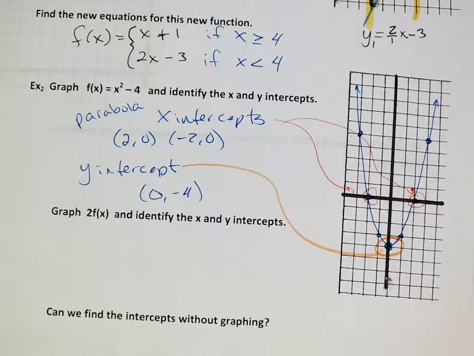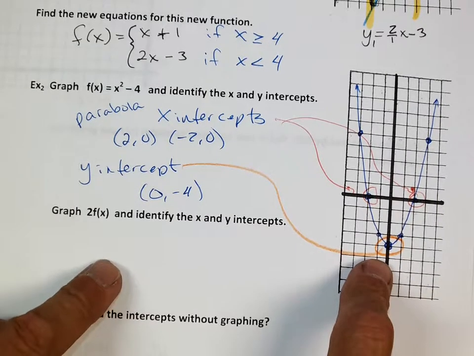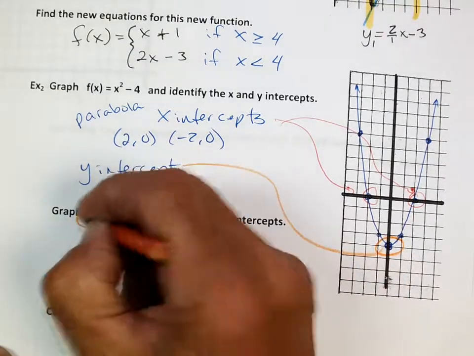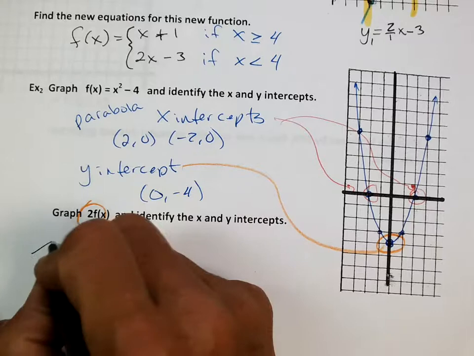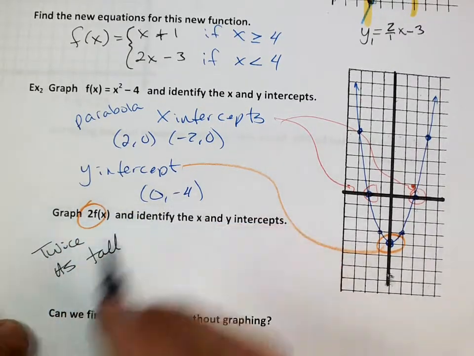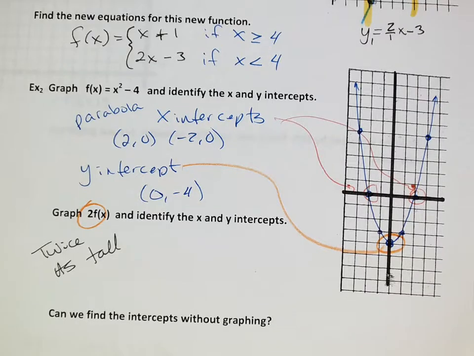Now, graph 2 of f of x. Now, to get 2 f of x, what we're going to have to do is this. We're going to have to make the graph twice as tall, right? You guys agree with that? So the graph now is going to be, this 2 is going to make it twice as tall. Well, if I did twice as tall with this graph, I'm going to use blue again, alright?